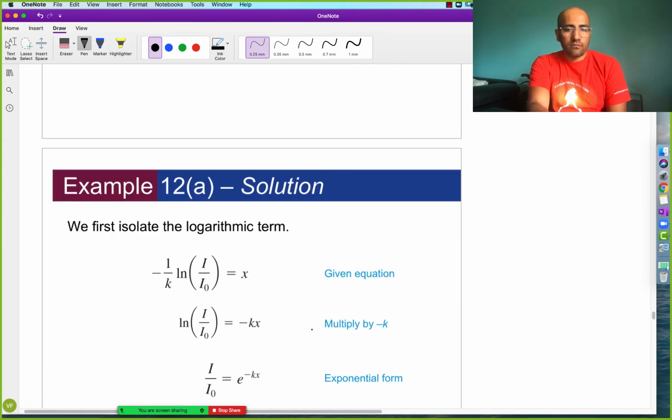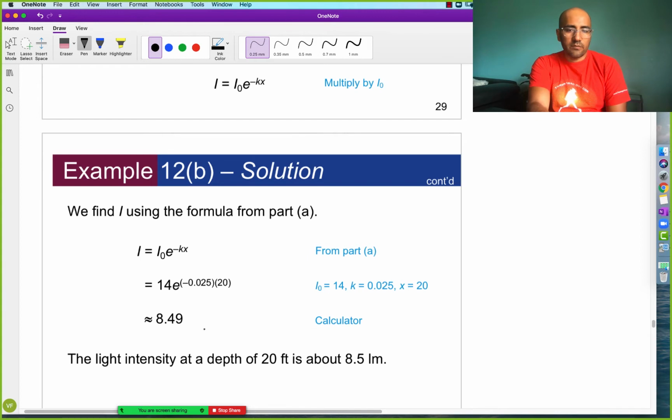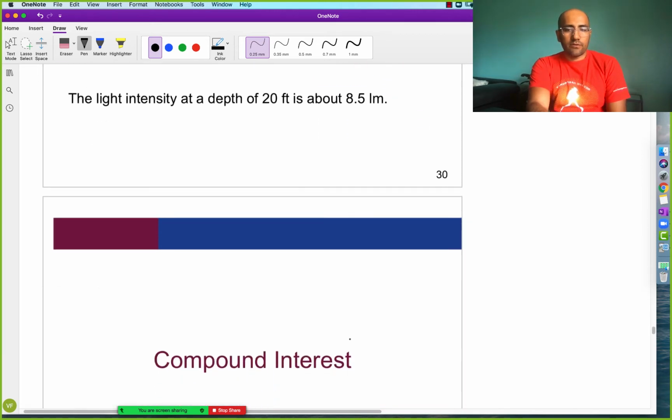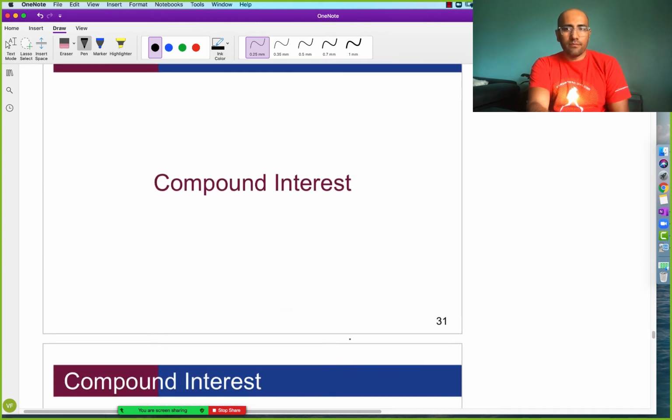Questions? Approximately 8.5. Light intensity at a depth of 20 feet is about 8.5 lumens. Any questions? No?